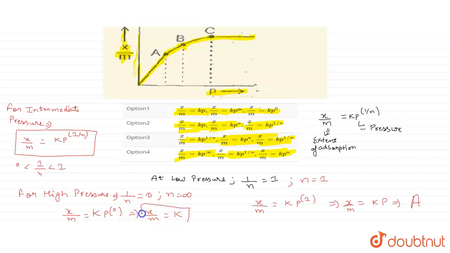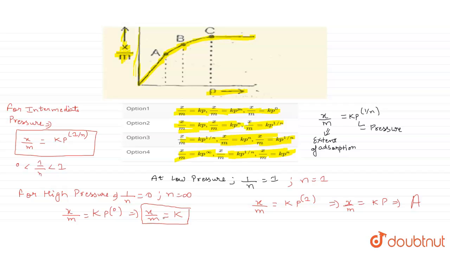So we observed that at high pressure the extent of adsorption is independent of pressure. That means a particular pressure is reached, which is called the saturation pressure. After this pressure, there is no change in the extent of adsorption with the pressure. I hope you guys are understanding it. So this is the basic concept about the adsorption isotherm.